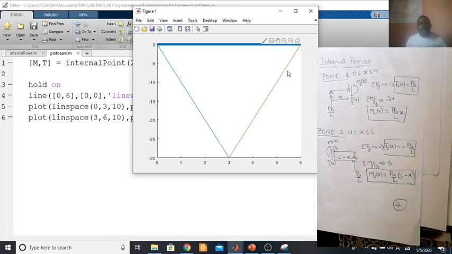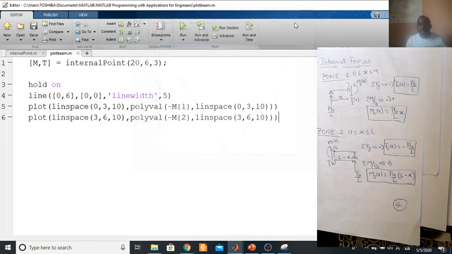So for the shear, it will be exactly the same thing, but we need to put T. Okay, so for the shear, it will be the same thing, but this will be T, and this one will be T.